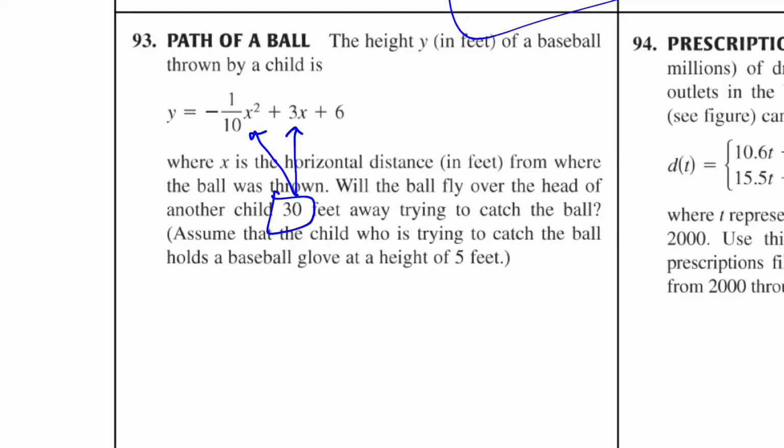So to figure out number 93, we can plug in 30 here for x, and if we plug in 30, our answer is 6, which is going to go over the head of someone that is 5 feet. So the answer is yes.